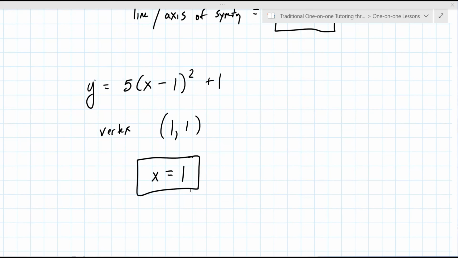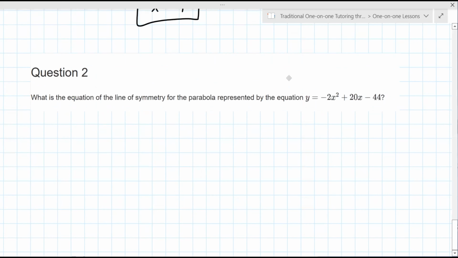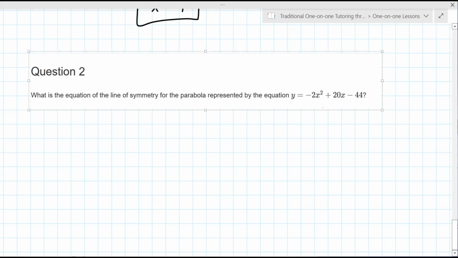So when the equation is in vertex form, like we've been doing, it's very good. This one is not in vertex form. Okay, this one is in what's called standard form. Okay, so there's a couple options here. One is to just go and graph it and figure out where the vertex is.